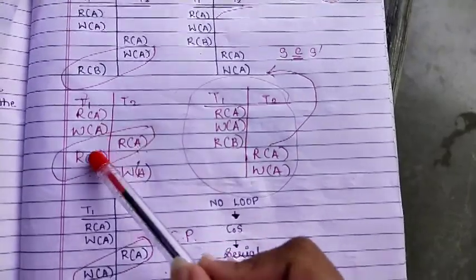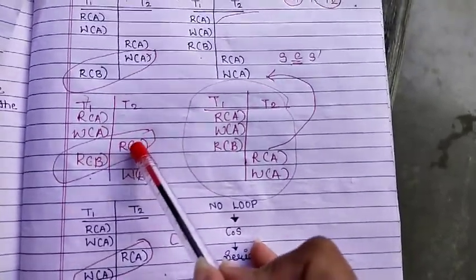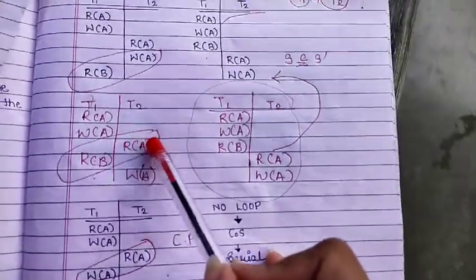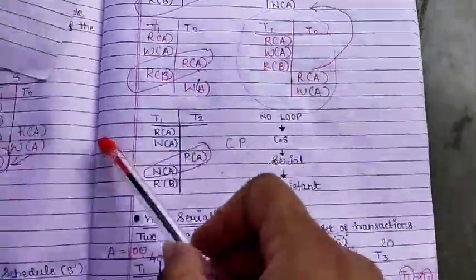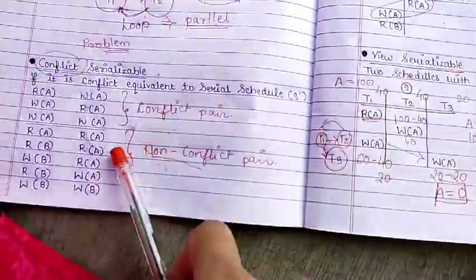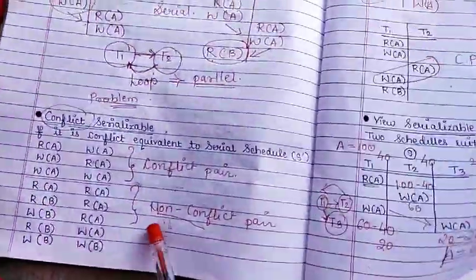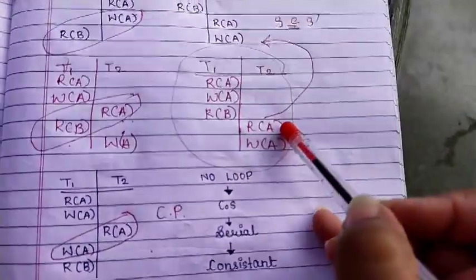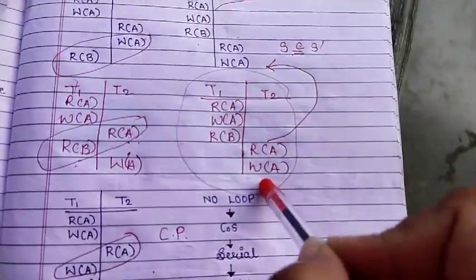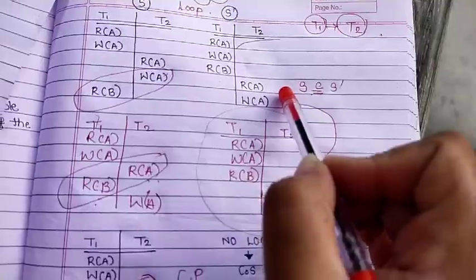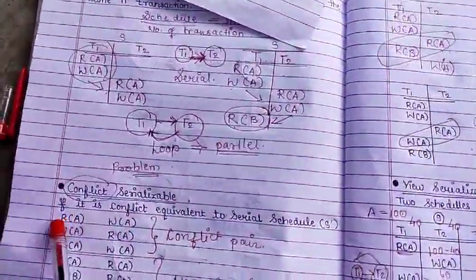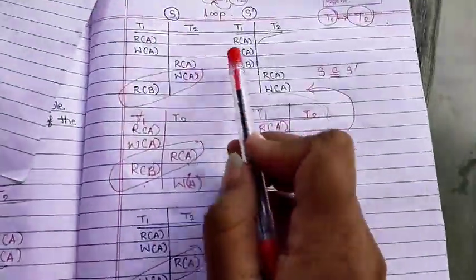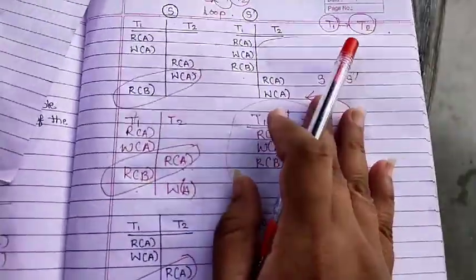Now again we will check the adjacent ones. If both are a non-conflict pair, then we will swap again. So check read B and RA. Read B and RA are both a non-conflict pair, so we will swap them. At the end of this, we will get the form of a serial schedule. So conflict serializable says the schedule is conflict equivalent to a serial schedule. We get this schedule in serial form, so we have solved this problem.